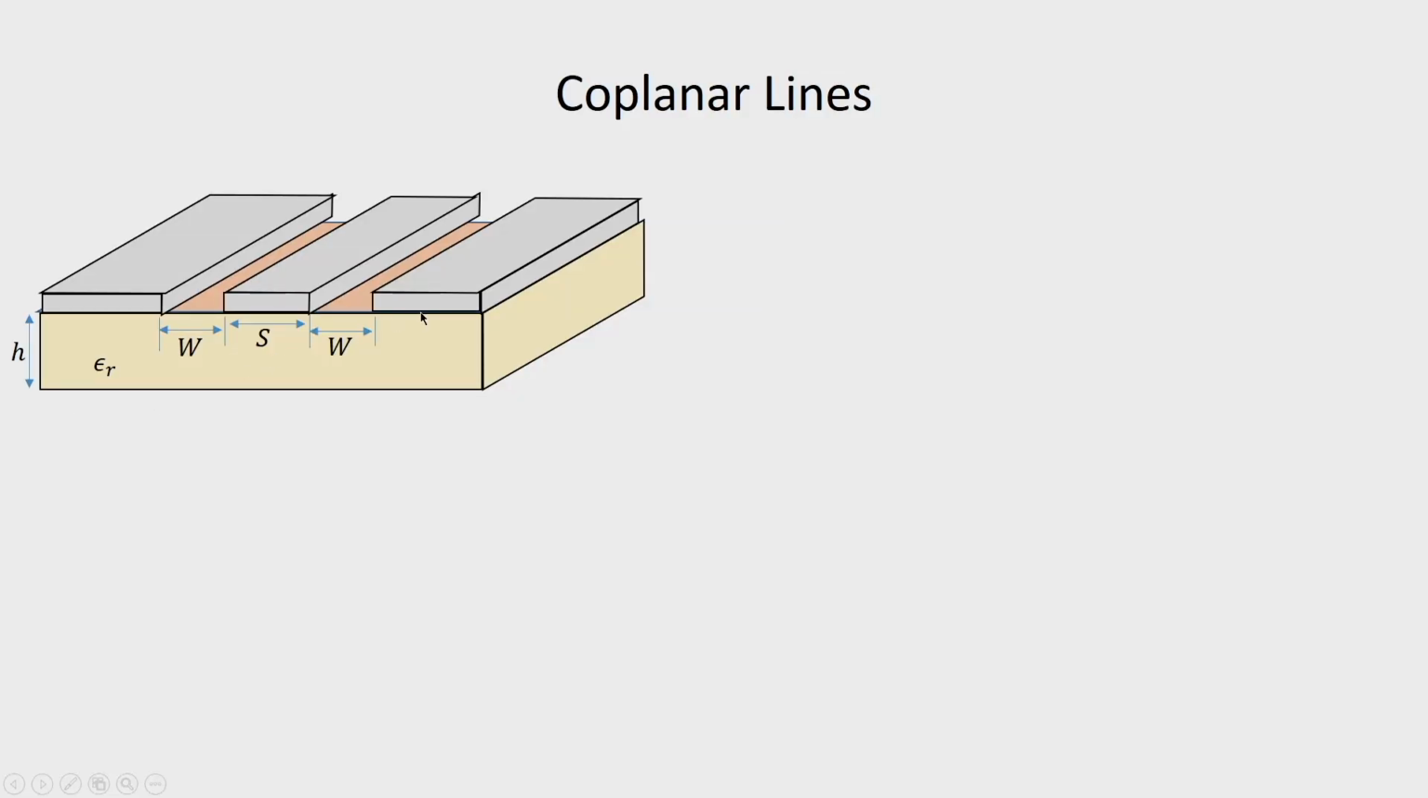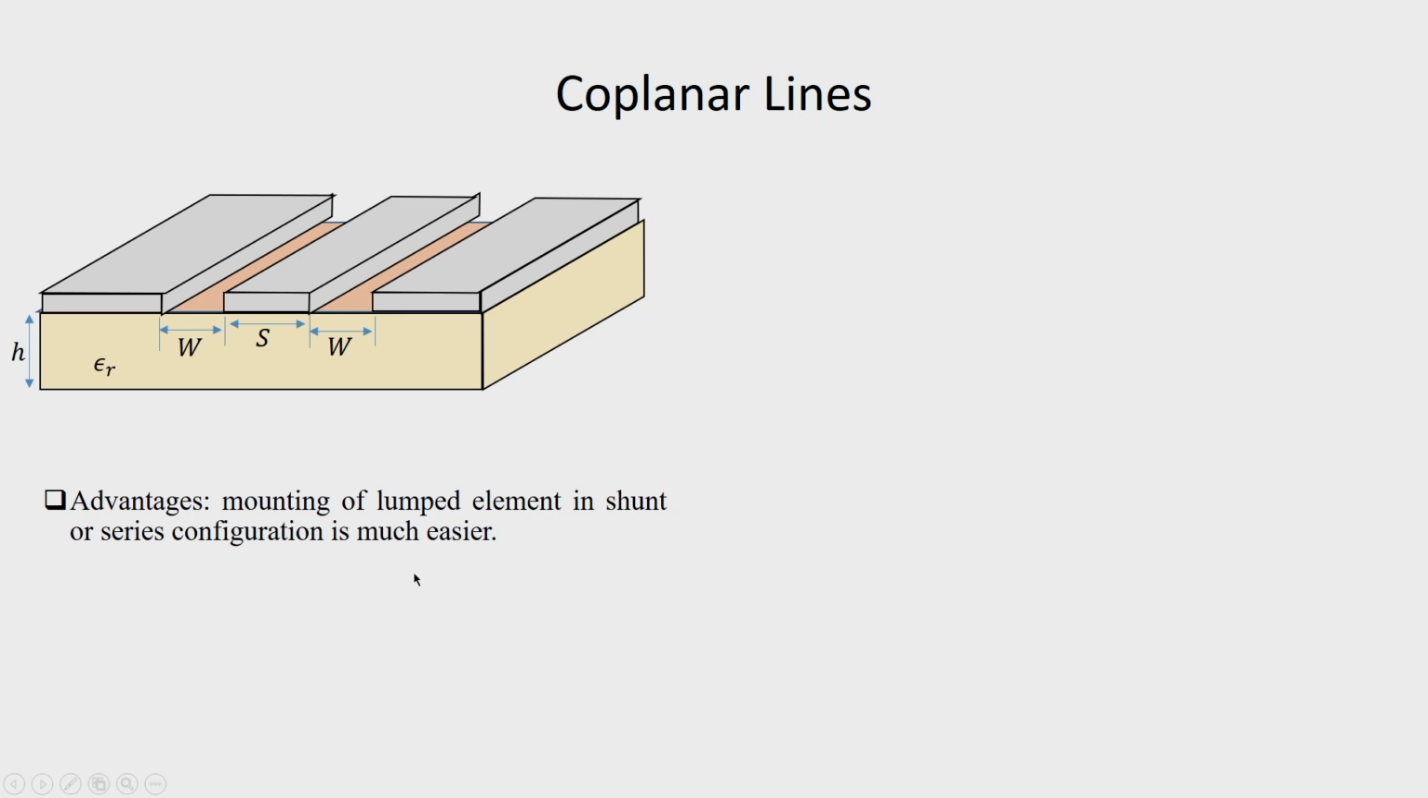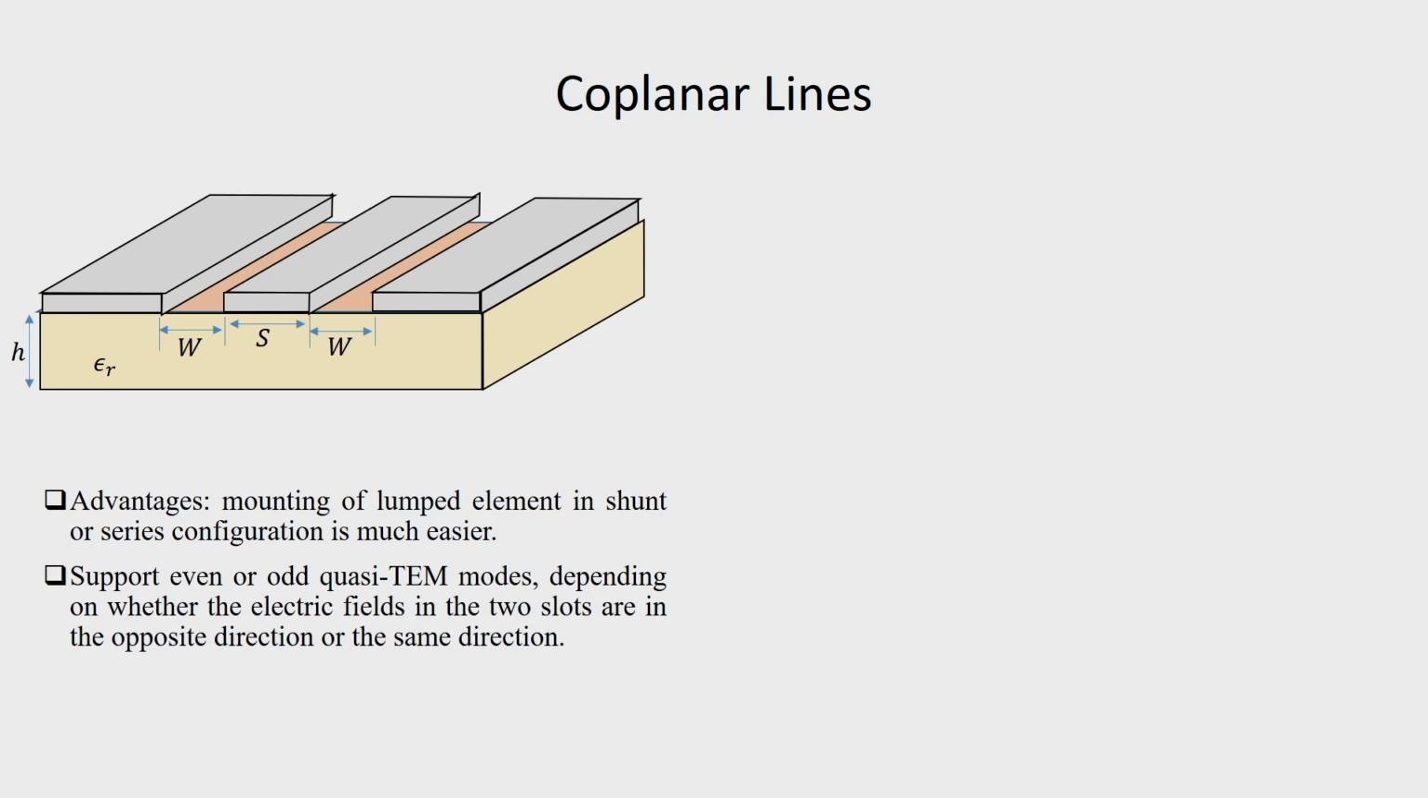Another form of planar transmission line is the coplanar line, and here the advantage is that the ground plane and the signal conductor are both on the same plane, and mounting of lumped elements in shunt or series configuration to realize integrated circuits becomes very easy. It supports even and odd quasi-TEM modes depending on whether the electric fields in the two slots are in opposite direction or in the same direction.